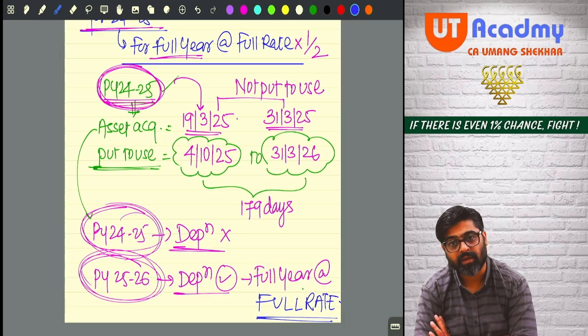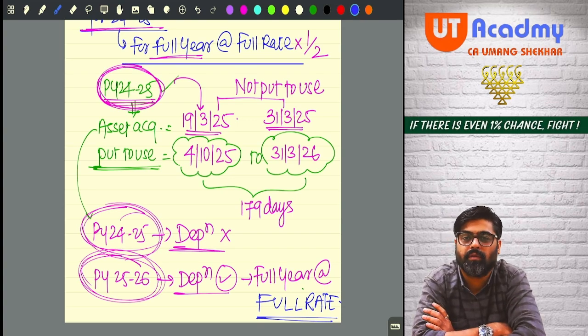If in that same year the asset was put to use for a period of less than 180 days. If in that same previous year the asset was put to use for a period of less than 180 days. Please mark this point, very, very important. Got it, sir?